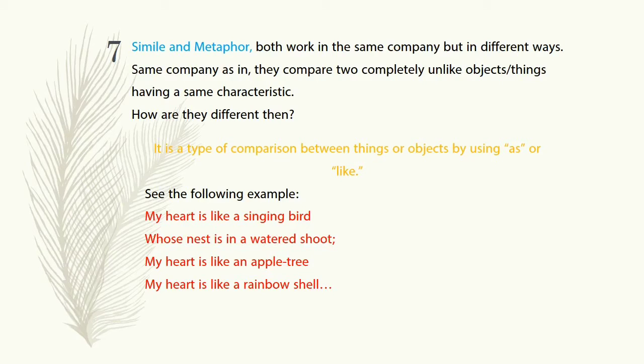See the following example. My heart is like a singing bird whose nest is in a watered shoot. My heart is like an apple tree. My heart is like a rainbow shell. So in this, I am comparing my heart with a singing bird, an apple tree, or a rainbow shell. So of course my heart is not actually a bird, right? It's just a comparison. Means I'm so overjoyed. My heart is so overjoyed that it is as joyful as a singing bird.